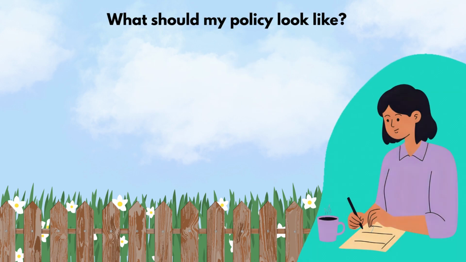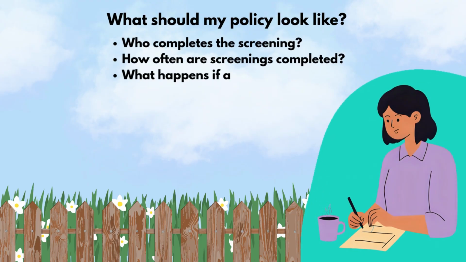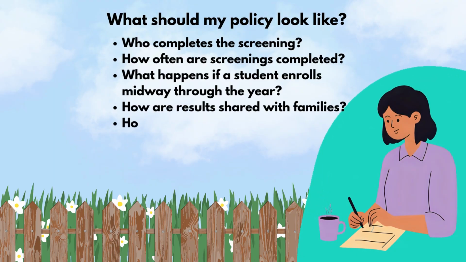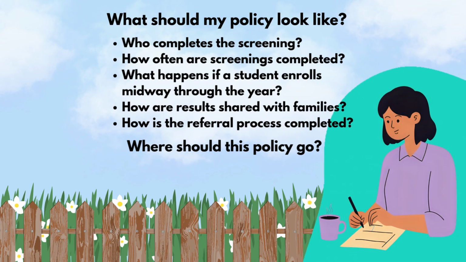When writing your policy for developmental screenings, remember to include who completes the screenings, how often screenings are completed, what happens if a student enrolls midway through the year, how results are shared with families, and how the referral process is completed. Consider what will be put into your staff handbook and what will be included in your parent handbook. How are expectations outlined or explained so that everyone knows what they need to be successful?